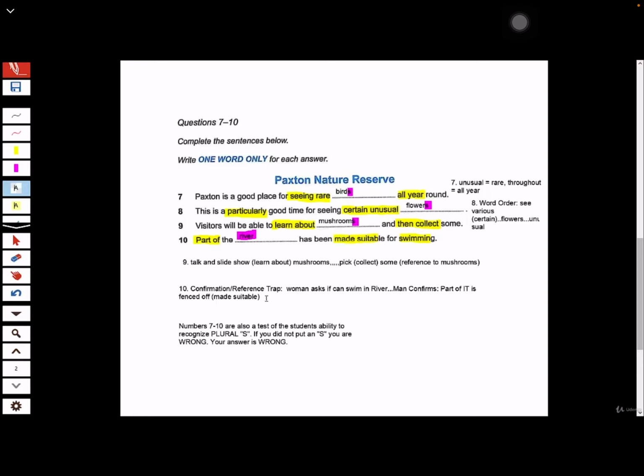Number 10 is a confirmation reference trap. The woman asks if you can swim in the river. The man confirms it. He says part of it, referring back to the river, is fenced off, which is a synonym for made suitable. So you really get to understand right from the beginning with section 1 that this is an English test. It is an English test.